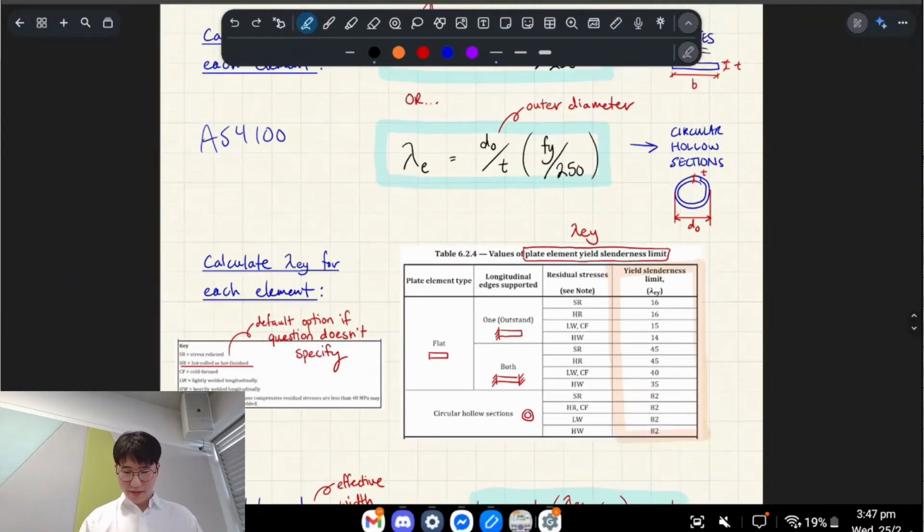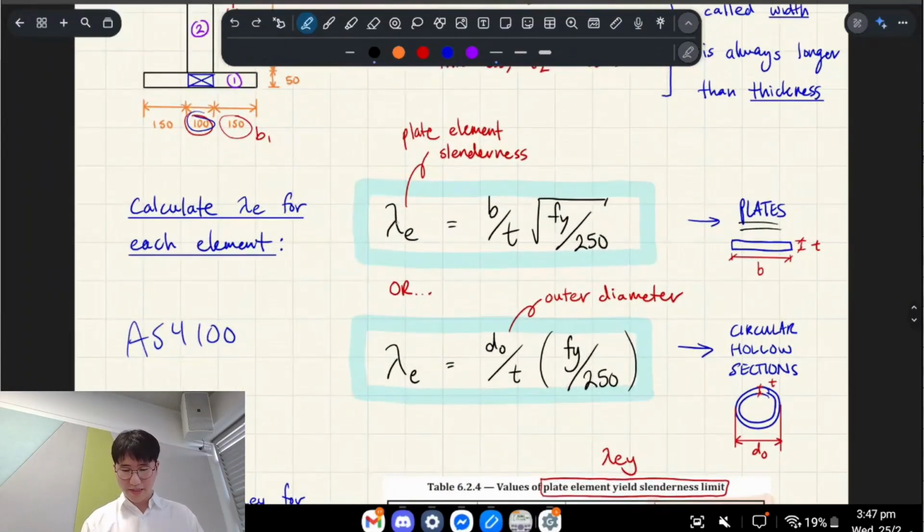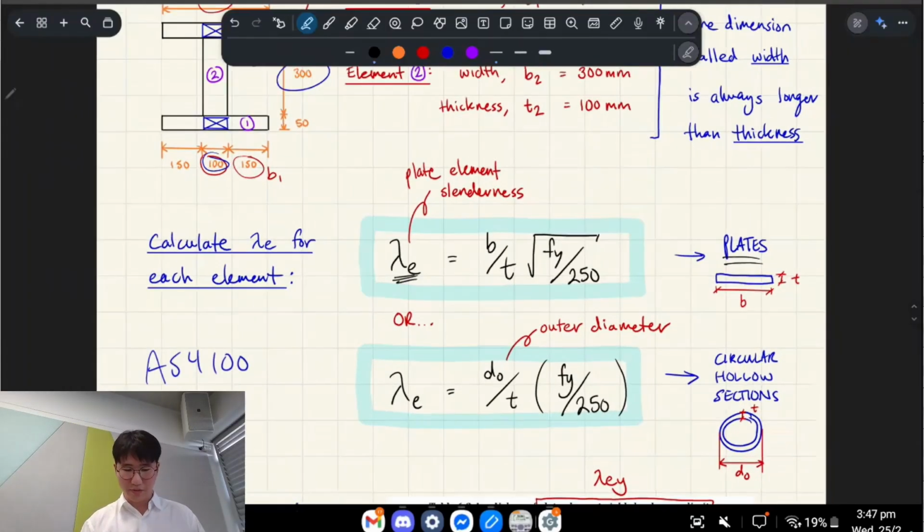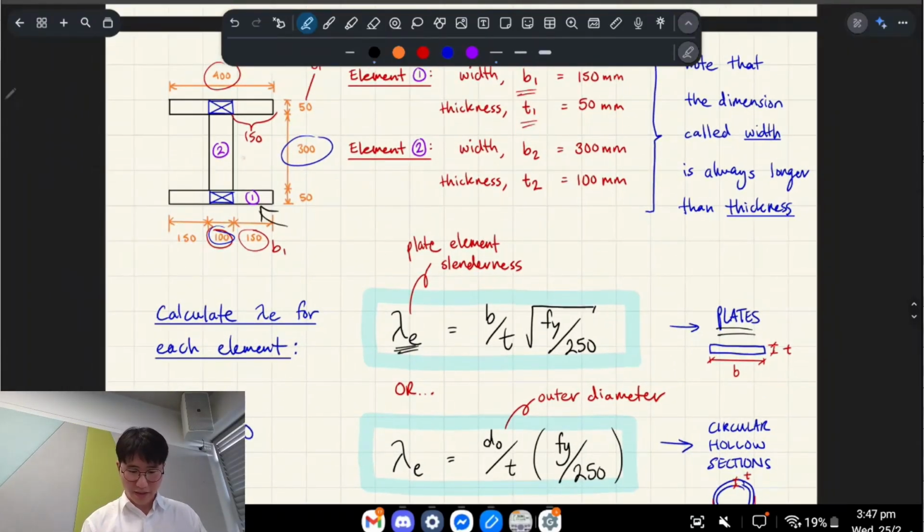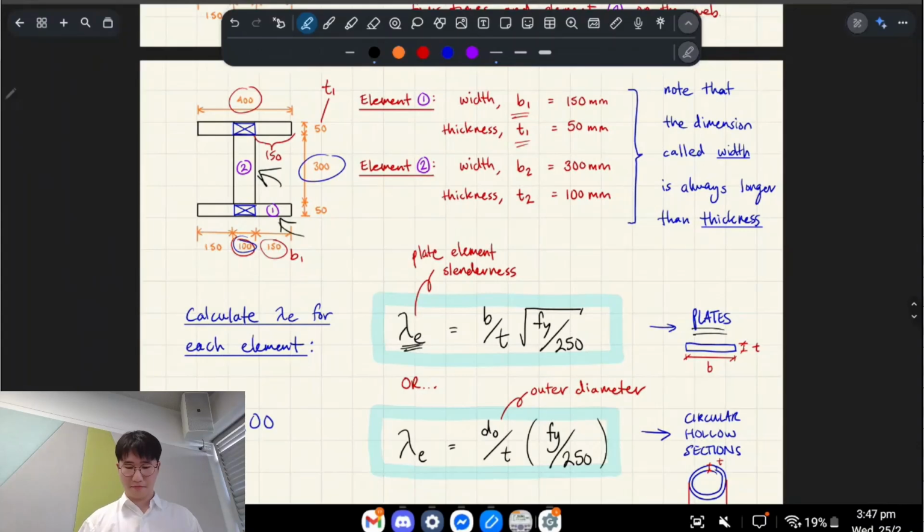So that's effective slenderness, right? Oh, sorry, element slenderness, okay? This is important. It says lambda, but it's subscript E, because right now we're just talking about elements. We're talking about the flange element or the web element, okay? The slenderness of the element.